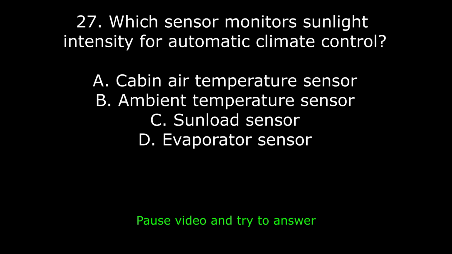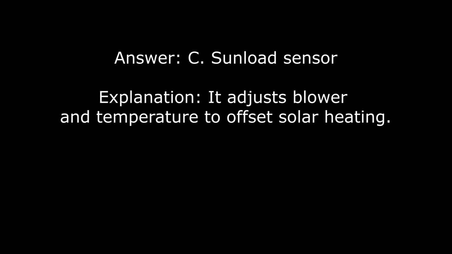27. Which sensor monitors sunlight intensity for automatic climate control? A. Cabin air temperature sensor. B. Ambient temperature sensor. C. Sun load sensor. D. Evaporator sensor. Answer: C. Sun load sensor. Explanation: it adjusts blower and temperature to offset solar heating.